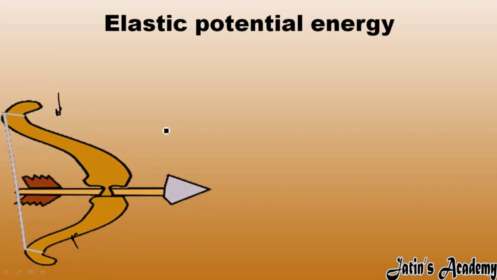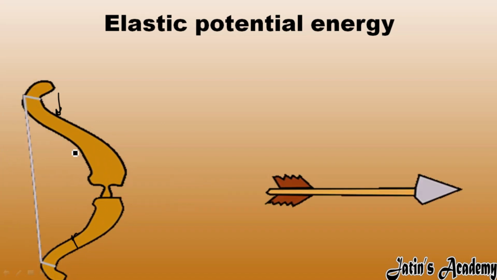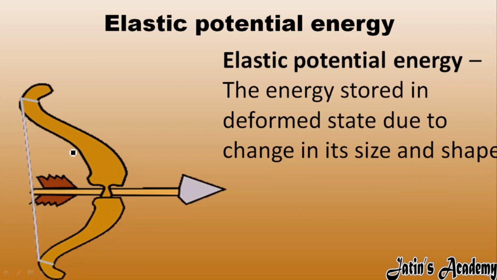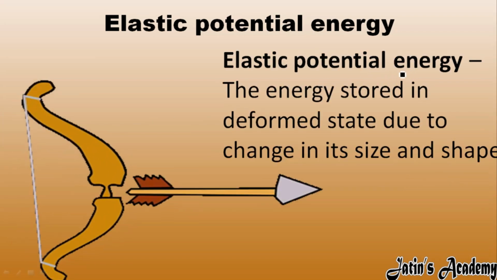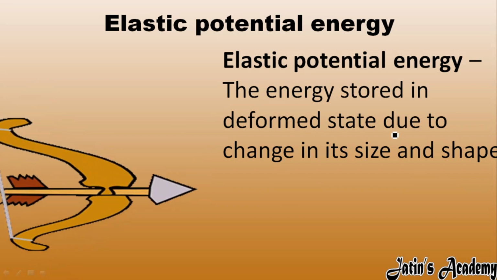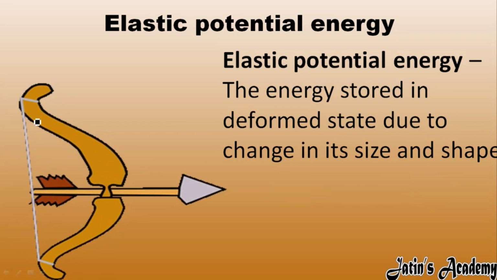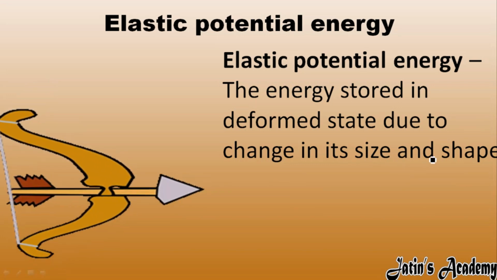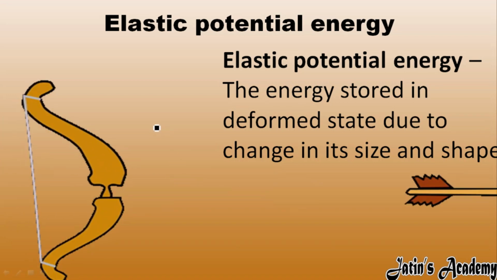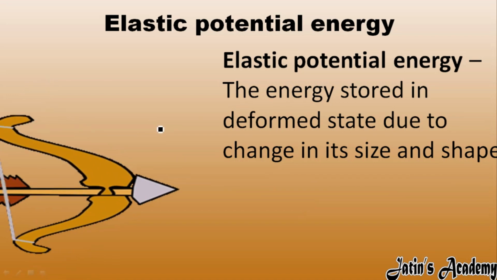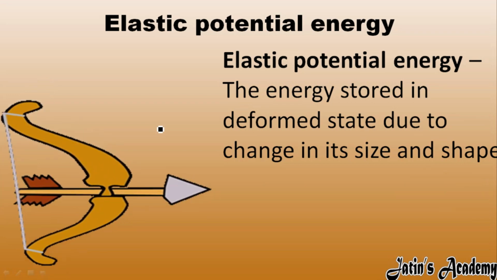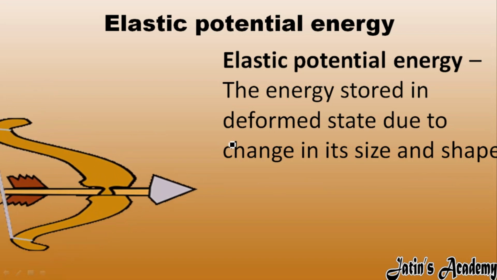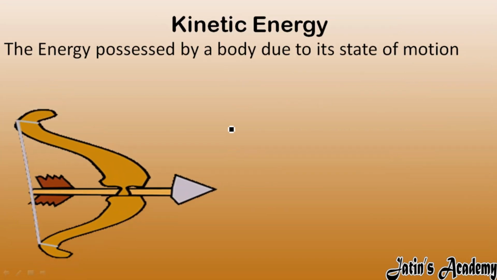Okay, so when I apply the force, the body gets deformed. Some type of energy is stored in the body, and that energy is called elastic potential energy. The energy stored in the body due to its deformed state, or due to its change in shape and size, is called elastic potential energy. So we have seen two types of potential energy: gravitational potential energy due to the earth's attraction force, and elastic potential energy. Next we have kinetic energy.